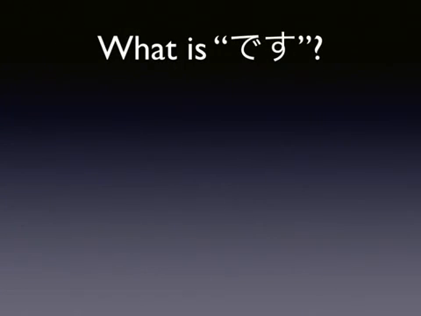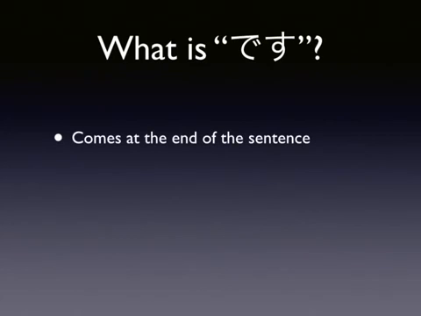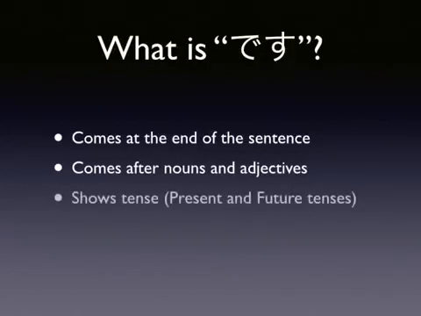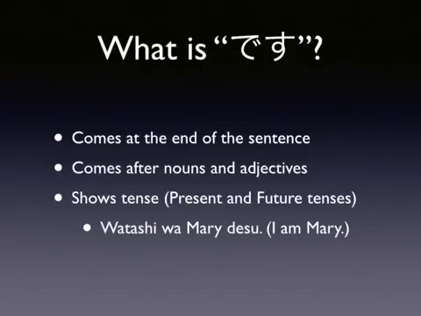As you notice, this comes at the end of the sentence and it shows tense. This is only used for present and future tenses. From now on, let's call it non-past tense. This always supports nouns and adjectives. For instance, 私は Mary です。Again, 私 is your topic and Mary is your description. Then, this comes right after Mary to conclude the sentence.